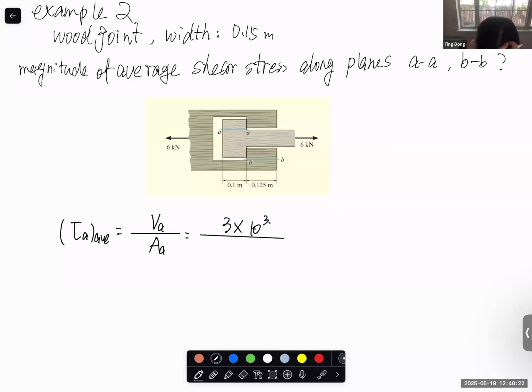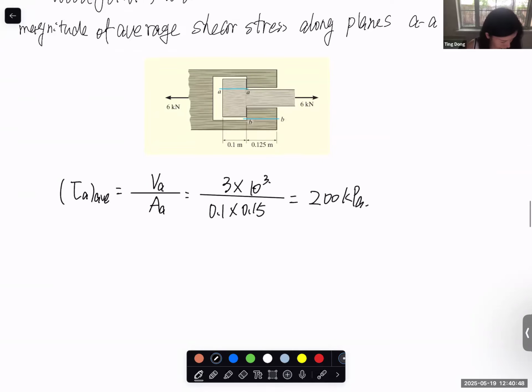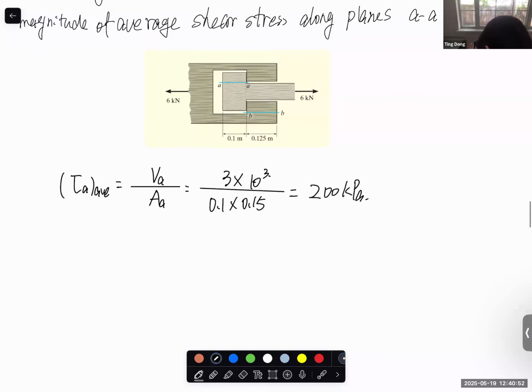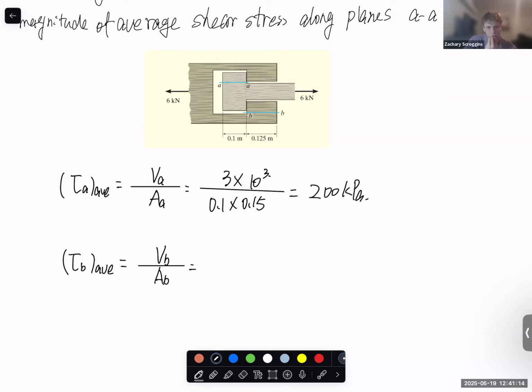How do we calculate the area? What area should I use when I calculate shear stress on the AA plane? 0.1 times 0.15. Yes. Of course, I'm calculating the magnitude here. And for the BB section, how do we calculate the shear stress on the BB plane? What is the shear force? Would it be 6 kilonewtons? 6.